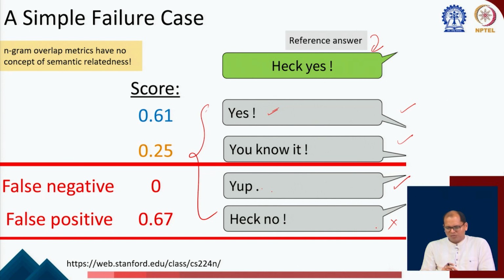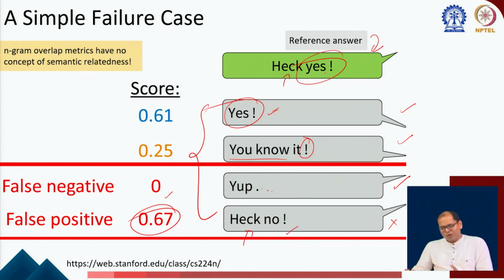But if you see the score, let's say you are computing some sort of precision and so on, or F1 score. You say okay, "Heck yes" is matching exactly, so it has a very high score. "Yes, you know it," still you are matching the exclamation, so you get some score. "Yup" is a different word, but it also is a synonym of yes. You don't match it directly, you get a 0. And "Heck no," you still match this "heck," but it is yes versus no, still you get say 0.67. Exclamation is matching, heck is matching.